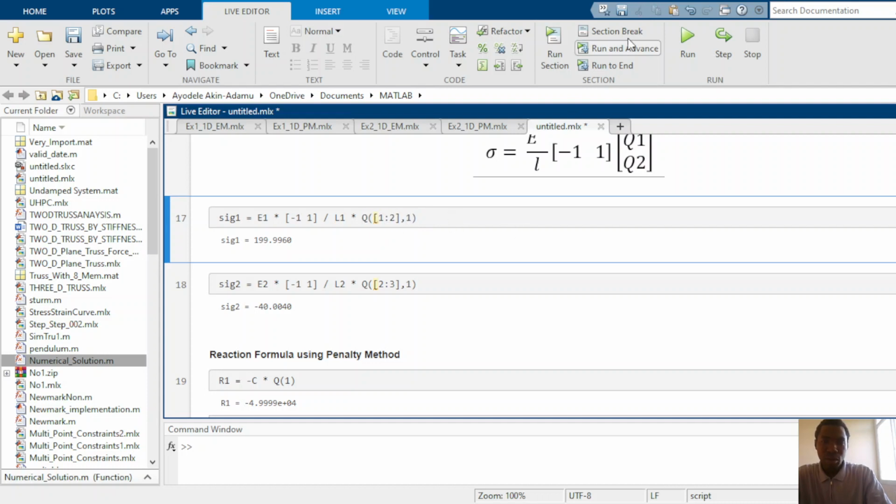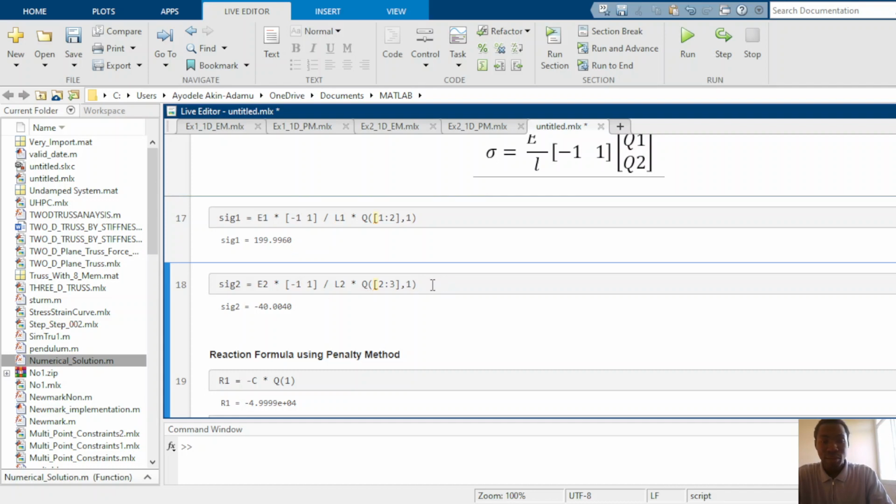So once I run this code, I get 199.9960 MPa. The exact solution is 200 MPa, but the finite element solution is giving us 199.996 MPa. You can see how close the solution is.